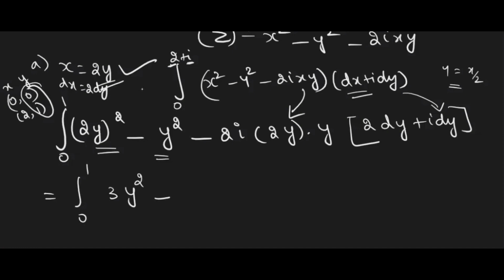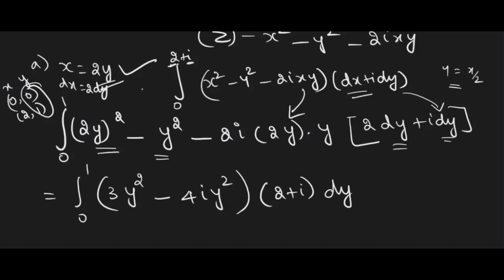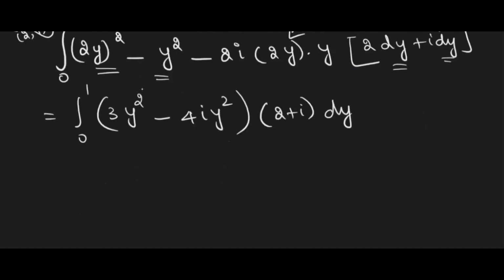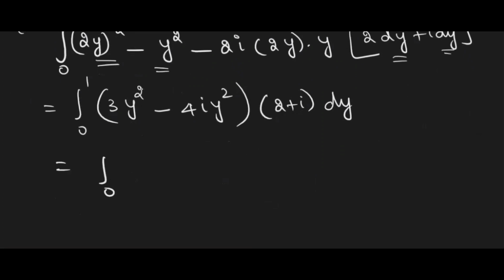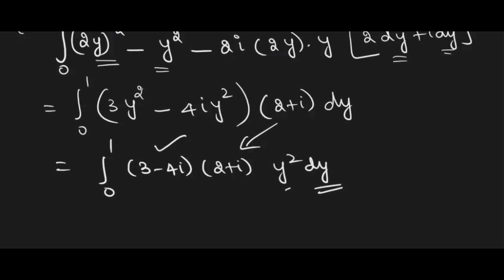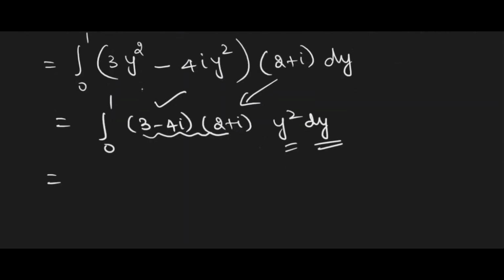Minus 4iy square, this is the second term. dy is common for both, so I'll take dy common and get 2 plus i dy. So we are done with this. And here also 2y square is there, right? You can take y square common: 3 minus 4i, and 2 plus i, let it be. If I take y square common, I'll get (3 minus 4i) y square dy, because you are going to integrate only with respect to y. These are all just constants, so you can multiply and write down the values.